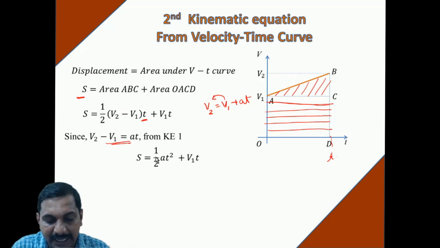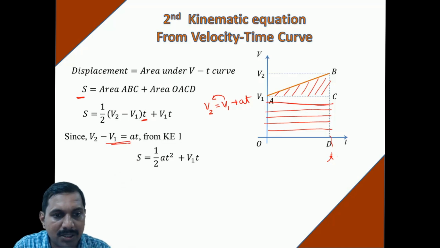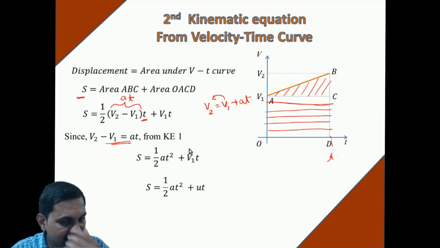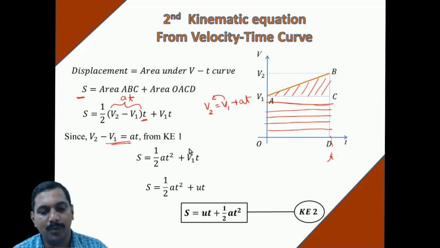I have substituted as 80 here. So what's going to happen here, instead of this, I am going to have a t, and this t gets multiplied with the t, and we get a t square, right? So this area is half into V2 minus V1 into t, and V2 minus V1 is nothing but acceleration into time, so it is half into at square plus V1t, which was already there, and this is actually the kinematic equation 2.